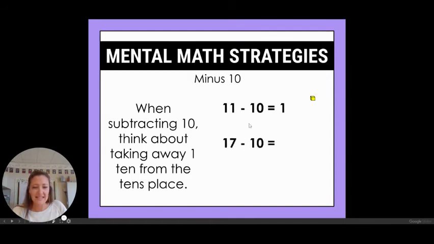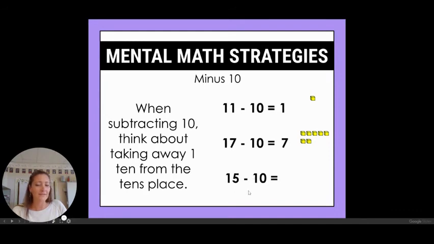Let's do 17 minus 10. And again, let's start with our base 10 blocks. So here's my 17: 10, 11, 12, 13, 14, 15, 16, 17. All right, so I'm going to take away my 10. Now it's gone from my base 10 blocks. If I'm looking at my number, again, I'm just going to take away this 10. So what am I left with? 7.